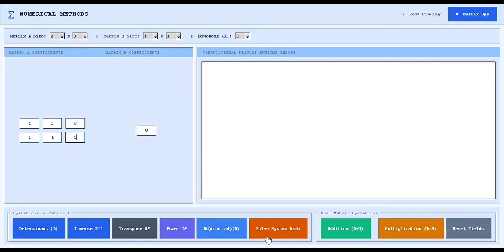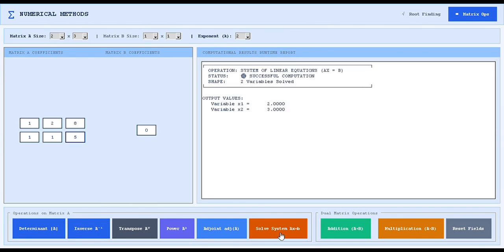When I click Solve System AX equals B, the program separates these components and passes them to NumPy's linalg.solve function. It also performs a pre-calculation check on the determinant. If it's 0, the app informs the user that no unique solution exists. For our system, it instantly reveals the solution. x equals 2, or the x1, and y equals 3, which is the x2.